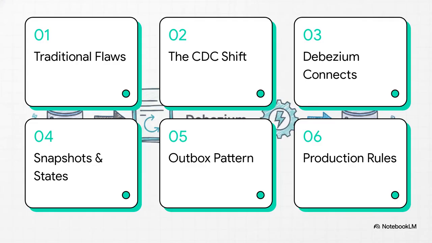Here's our roadmap for today's explainer. We'll start with the flaws of traditional data extraction, then the change data capture shift, how Debezium connects the dots, snapshots and before/after states, solving the outbox pattern, and finally, production realities and golden rules.